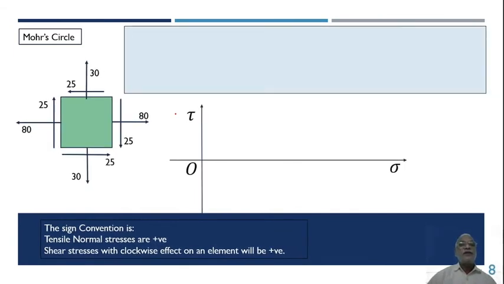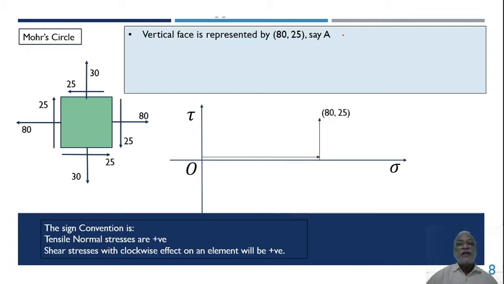Now we'll see further. Vertical face is represented by 80-25, say point A, right? Now can we draw or place this point A? Yeah, you take some scale, and because it is a graphical method, obviously you have to draw it to some scale. Now let us draw on the x-axis, on the y-axis. We have origin O, and this face is represented by 80-25. So I have 80 distance on the x-axis, 25 vertical distance. I have marked a point A, right?